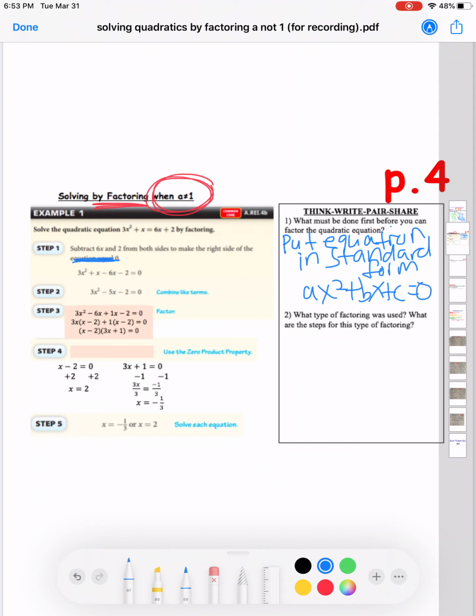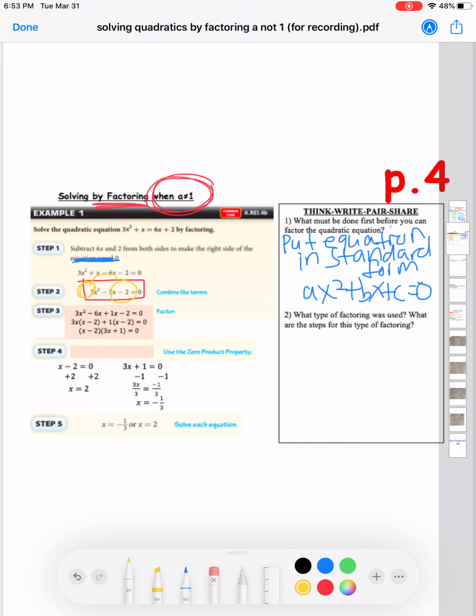So just like with our last lesson, we still want to move everything to one side of the equation and have it set equal to 0. So now you'll notice that they ended up with this equation here, 3x squared minus 5x minus 2 equals 0. So because we have this 3 out front, we can't use the same method of factoring we did in the last lesson. We have to instead multiply our a and our c and then go from there.